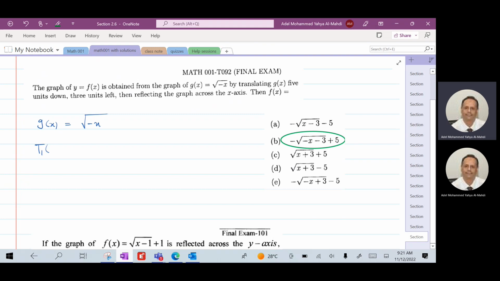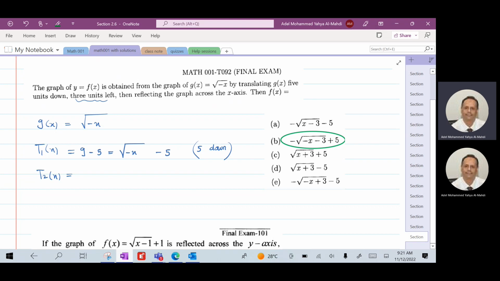Now T1, transformation number 1. He said 5 units down, 5 down. It means it is the graph of j minus 5. It's not true to write it like this, but let me do that. Square root of minus x, minus 5. Now T2, second transformation.